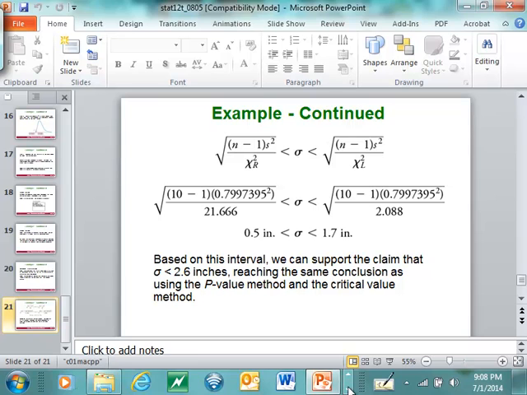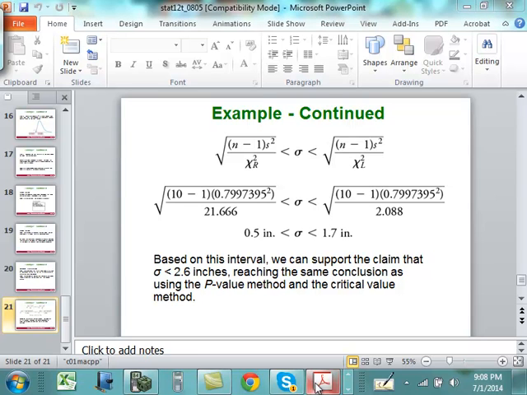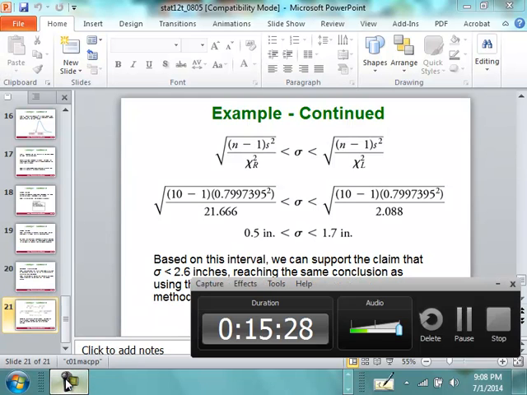Okay, so with that said, we are done with this section and we're done with chapter 8.